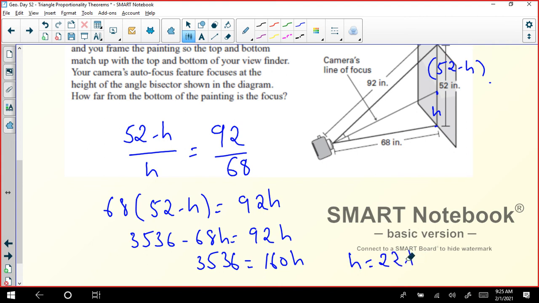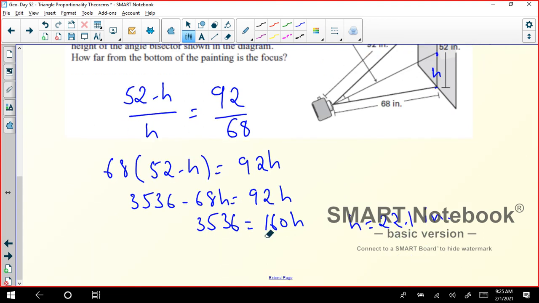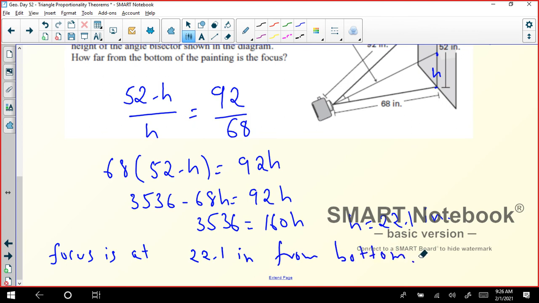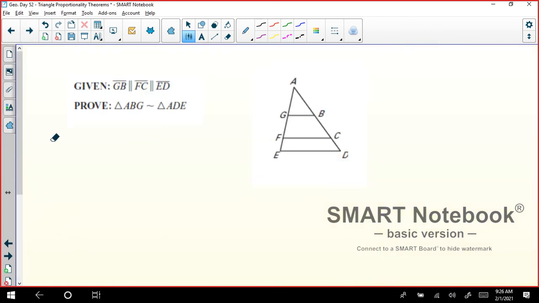The units were inches, so the focus is at 22.1 inches from the bottom of the picture. Okay, let's see the next slide. That's the last slide. Then I'll give you time to work asynchronously.